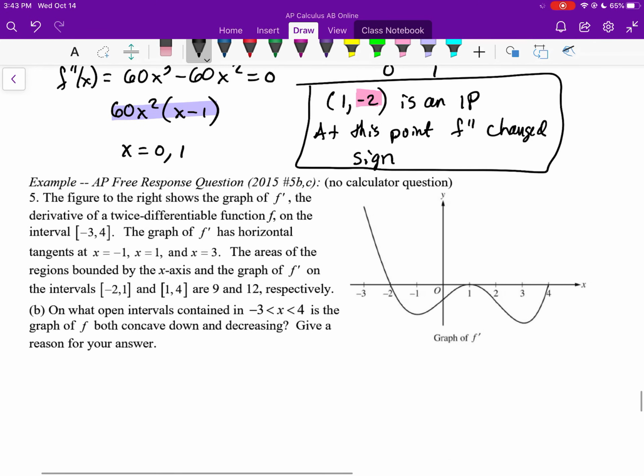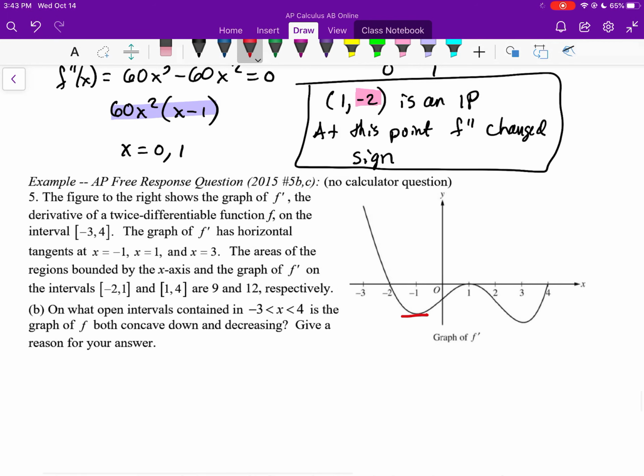Okay, the next question comes from the 2015 question number 5, parts B and C. It was a no calculator question. The figure to the right shows the graph of f prime, the derivative of a twice differentiable function f on the interval between -3 and 4. The graph of f prime has horizontal tangents at -1, at 1, and at 3. The areas of the regions bounded by the x-axis and the graph of f prime on the intervals between -2 and 1, and 1 and 4 are 9 and 12 respectively. So this area is 9 and this area is 12.